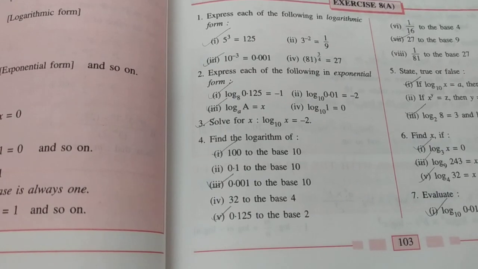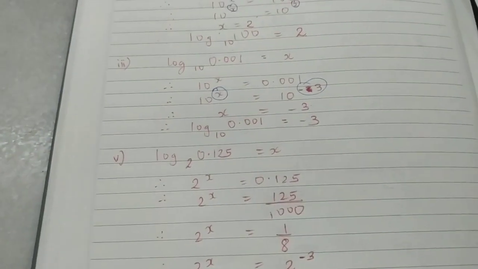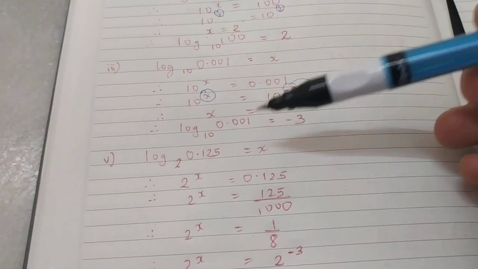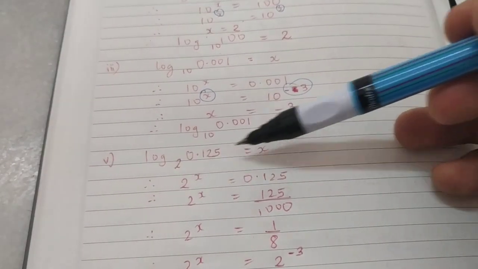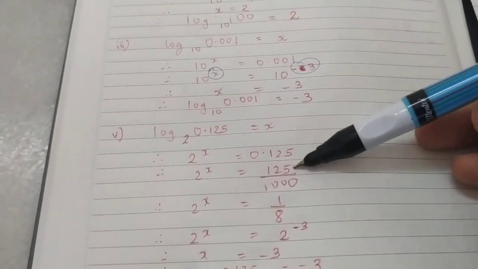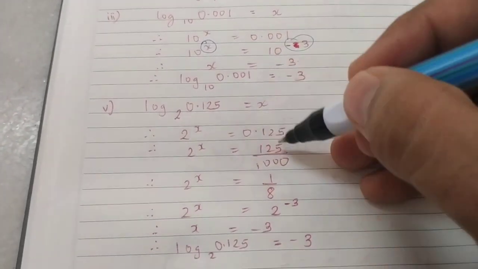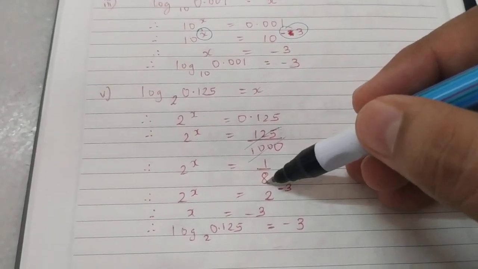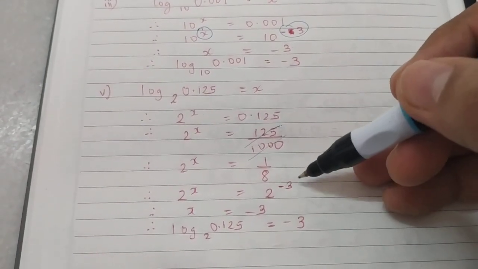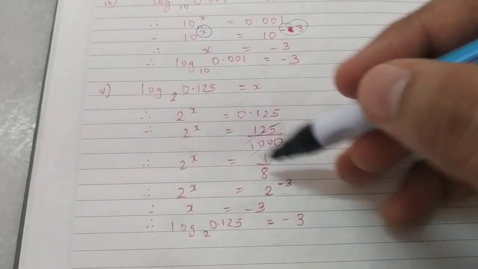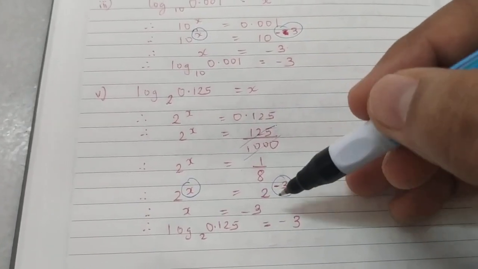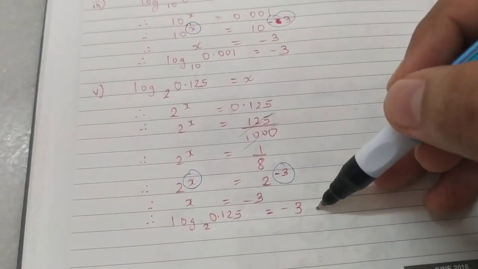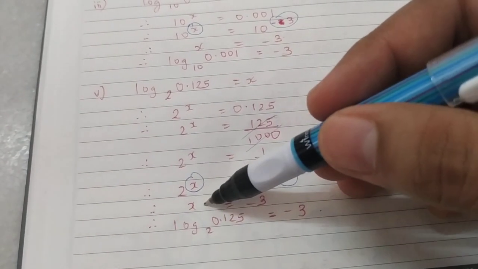Now Roman number 5, we assume the value of the log to be equal to x. So 2 raised to x is equal to 0.125, which becomes 125 upon 1000. After reducing, it becomes 1 upon 8, which is 1 upon 2 cube, which becomes 2 raised to minus 3 in the numerator. The bases are same, so the powers are equal, and so final answer is minus 3. You have to write the final answer. You can't stop the sum with x is equal to minus 3.